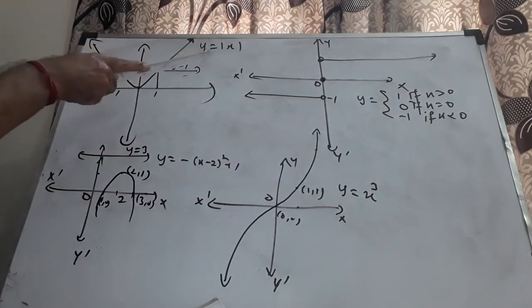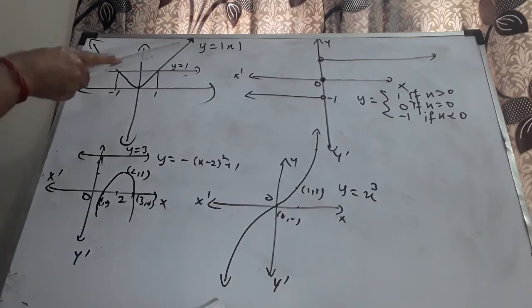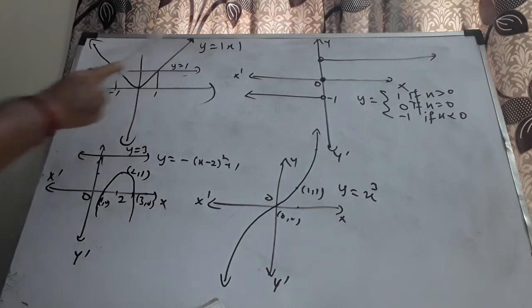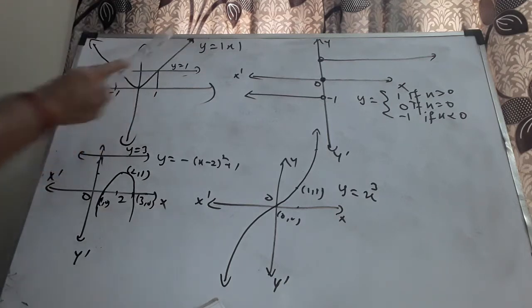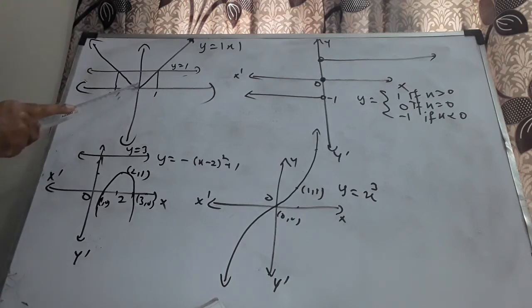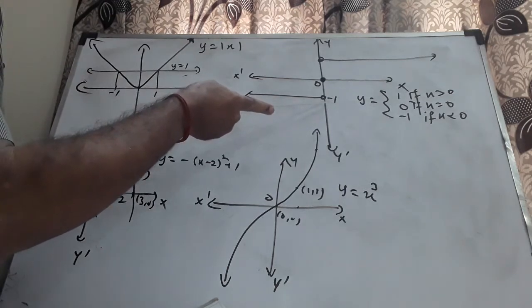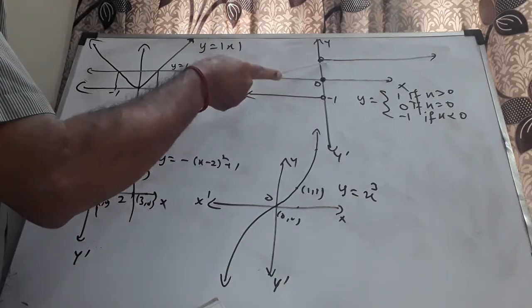Y is equal to mod x, of course, passes through 0, 0, 1, 1, 2, 2, and of course minus 1, 1, minus 2, 2. It is a V-shaped curve. It will be a straight line towards the right of the origin also, with a sharp end at 0, 0. And here I will have a horizontal line up to minus 1. The point 0, minus 1 won't be there in the graph because the image for 0 is 0. Point 0, 1 won't be there either.